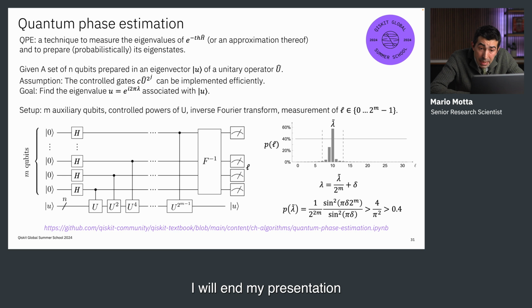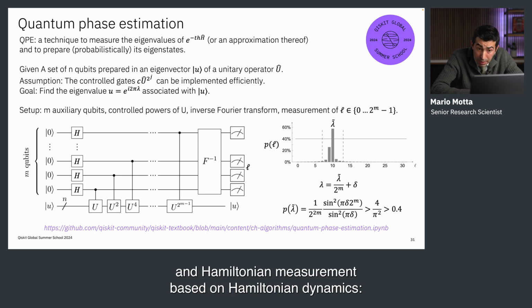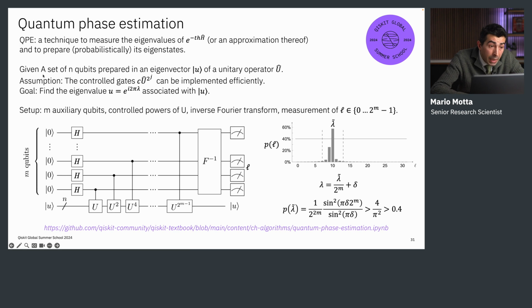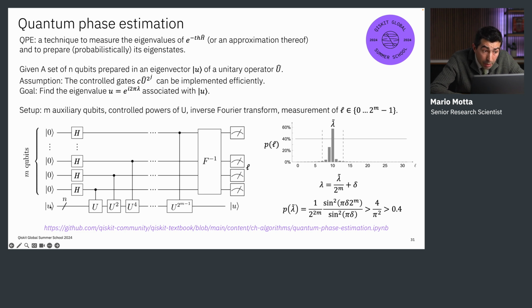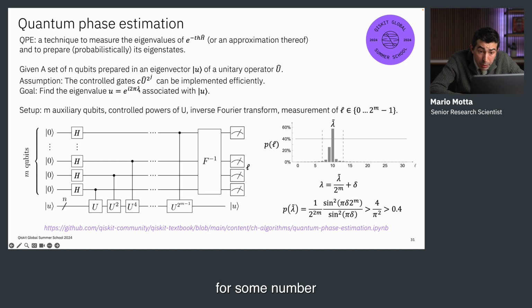I will end my presentation discussing another algorithm for ground state approximation and Hamiltonian measurement based on Hamiltonian dynamics, the quantum phase estimation method. In the traditional setting, we assume that the register of qubits is prepared in an eigenstate, lowercase u, of some unitary, uppercase U, and our goal is to find the corresponding eigenvalue, which is written as e to the i 2 pi lambda for some number lambda between 0 and 1.